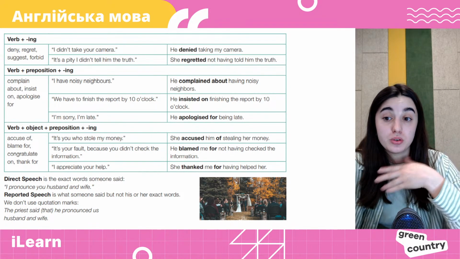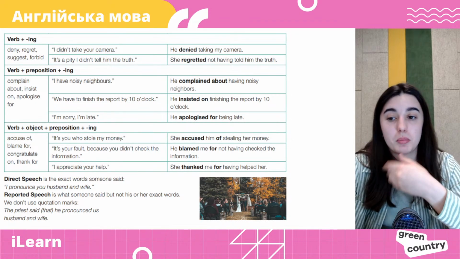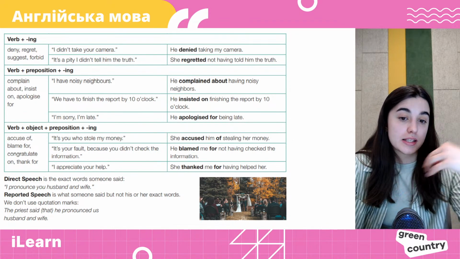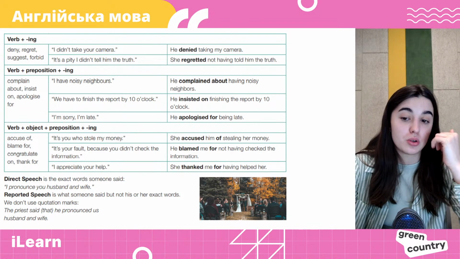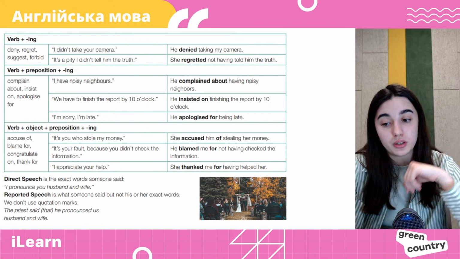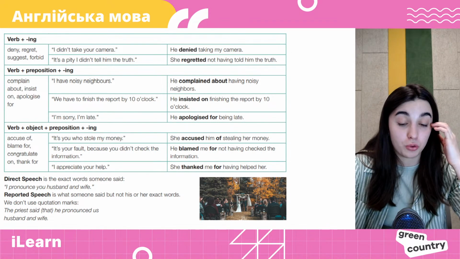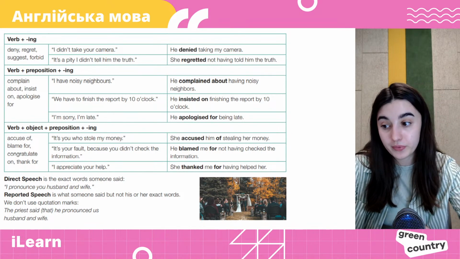For example, we can also have verb plus preposition. Complain about, insist on, apologize for. So he insisted on finishing the report by 10 o'clock. He apologized for being late. And we can use the ing form as well. Accuse of, blame for, congratulate on, thank for. She accused him of stealing her money.